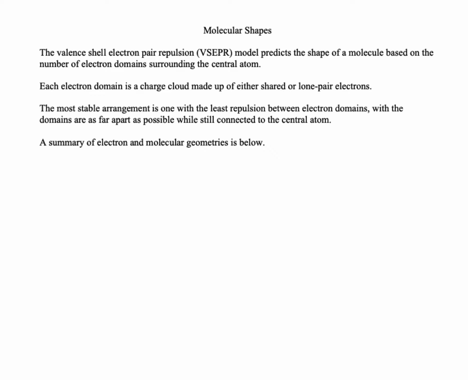The electron domains that will repel each other in this model will be made up of either shared or lone pair electrons. The shared electrons are shared between atoms, and lone pair electrons exist when there's no bond being formed with those electrons, but they are surrounding an atom nonetheless.